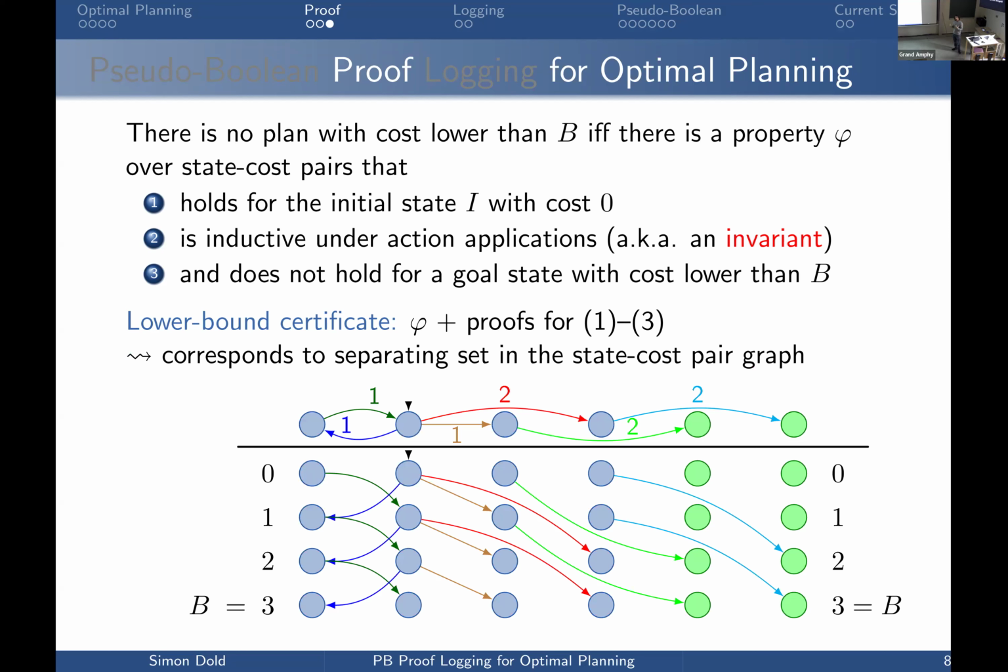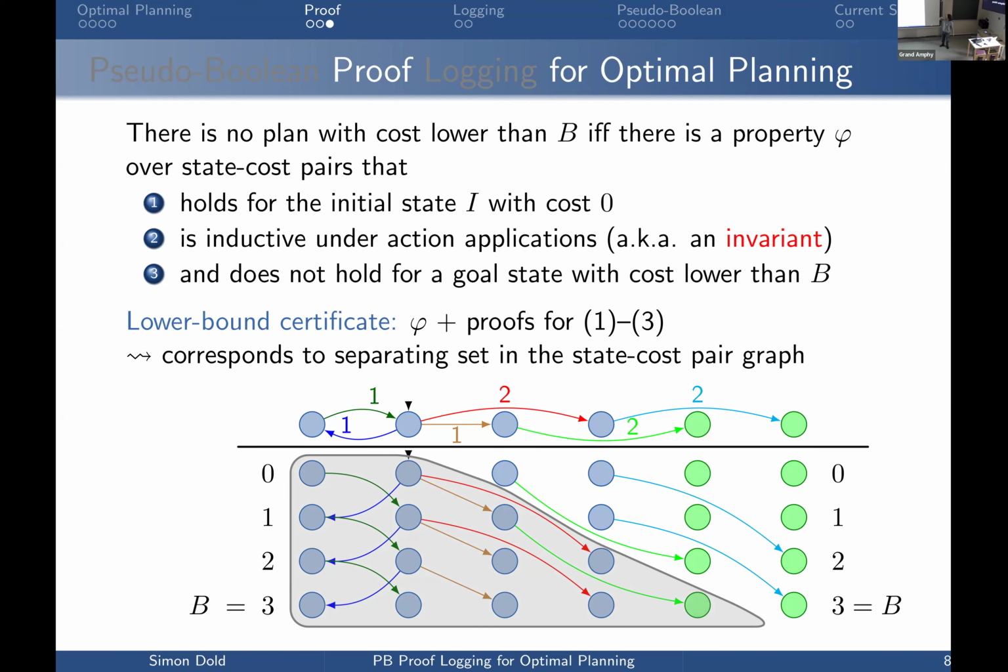So this corresponds to a separating set in the state cost pair graph. Here on top, we have the transition system that's used by the planning task. And below, we have some sort of time unrolling or cost unrolling of the states. And now I want to give you a proof that this planning task can't be solved with a cost of 2 or less. And for that, I'm showing you this set.